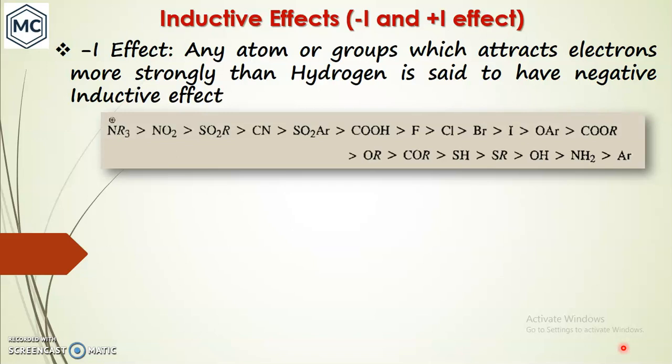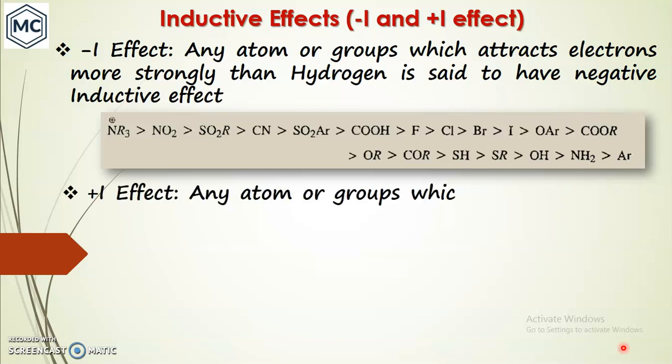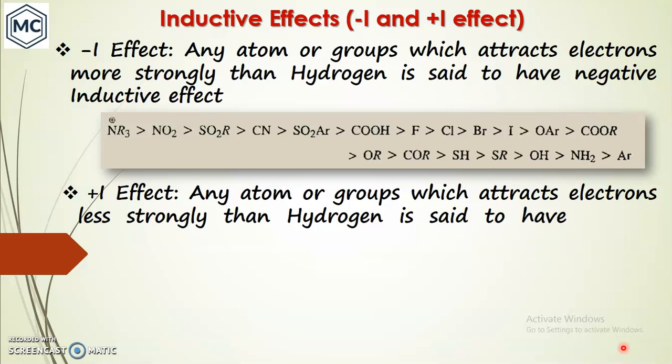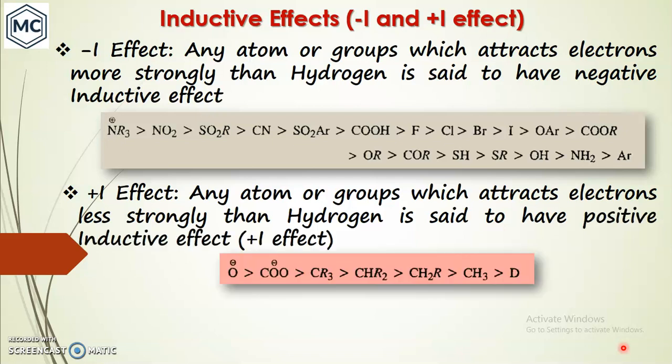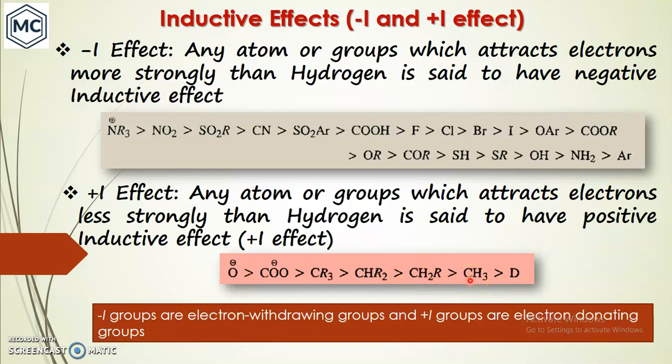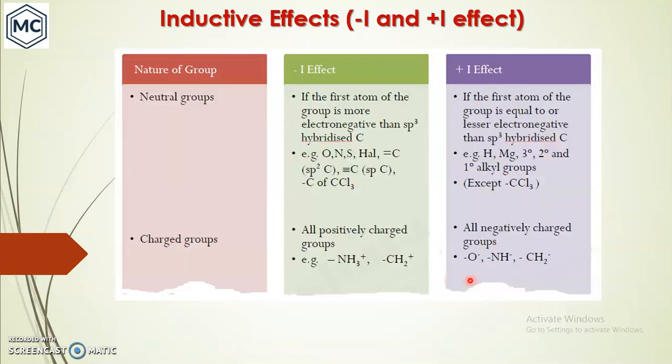These are the examples arranged in increasing order of the inductive effect. Plus I effect means any atom or group which attracts electrons less strongly than hydrogen is said to have a positive inductive effect. These are the examples. So this is a negatively charged molecule and it can donate electrons, and these are alkyl groups that can donate even electrons. So minus I groups are electron withdrawing groups, plus I groups are electron donating groups.